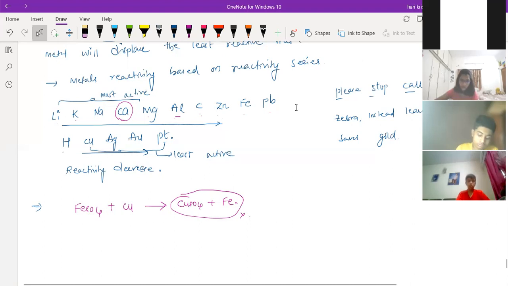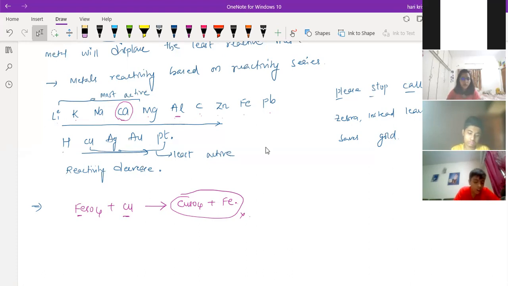Vedika, which one is more reactive, copper or iron? Iron will come first, right? So iron is most reactive. What is the displacement reaction? The most reactive metal will displace the least reactive metal. Copper is the least reactive, iron is the most reactive. The copper will not go and replace the iron from the iron sulfate.